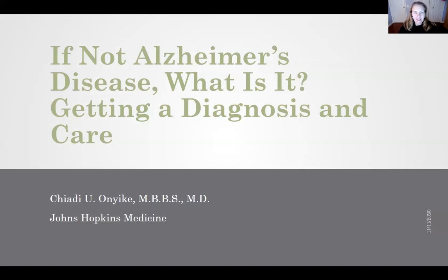Today's session is titled, "If It's Not Alzheimer's Disease, What Is It? Getting a Diagnosis and Care." And our speaker is Dr. Chiadi Onyike. He is director of the Frontotemporal Dementias program at Johns Hopkins, and he specializes in neuropsychiatry, and his practice focuses on conditions that develop in midlife or earlier, including frontotemporal dementias, young-onset Alzheimer's disease, and other atypical conditions that cause cognitive and behavioral impairment and dementia.